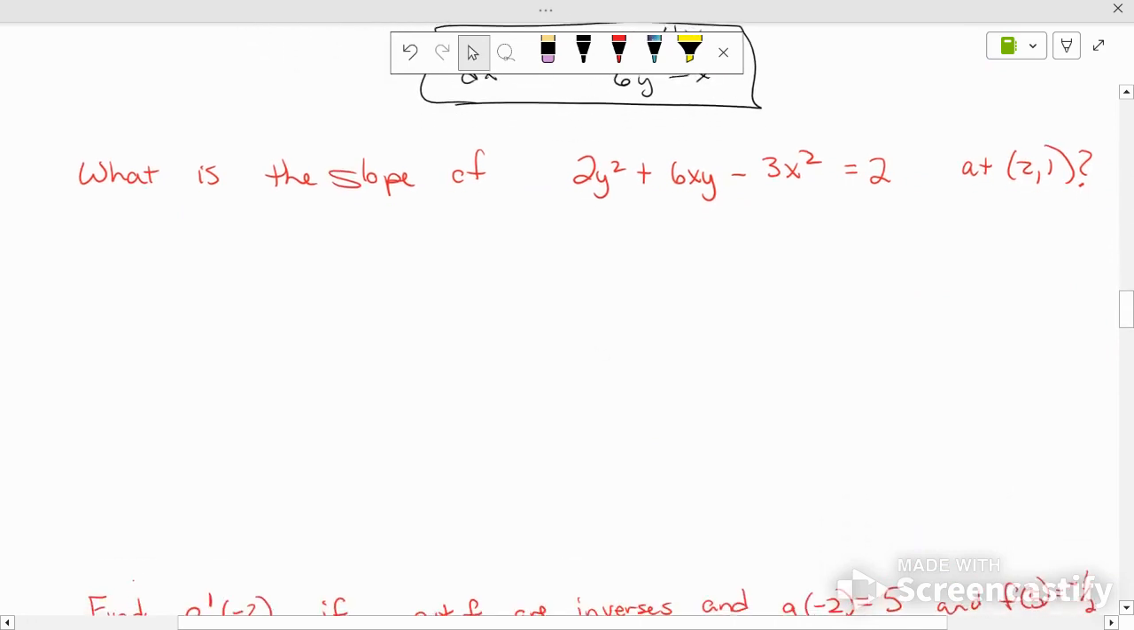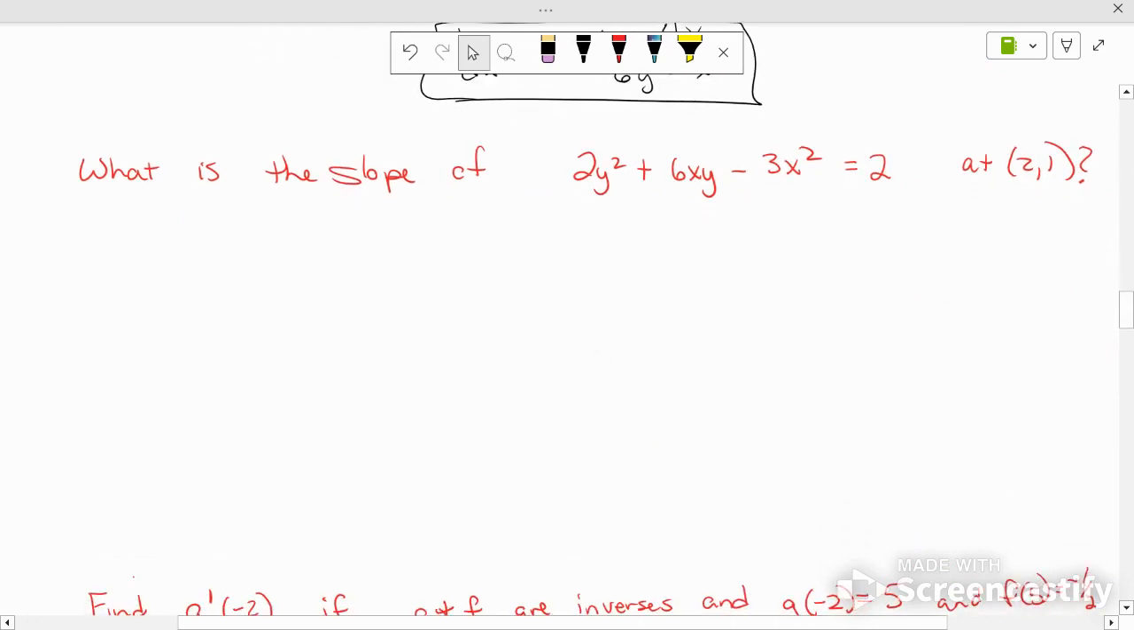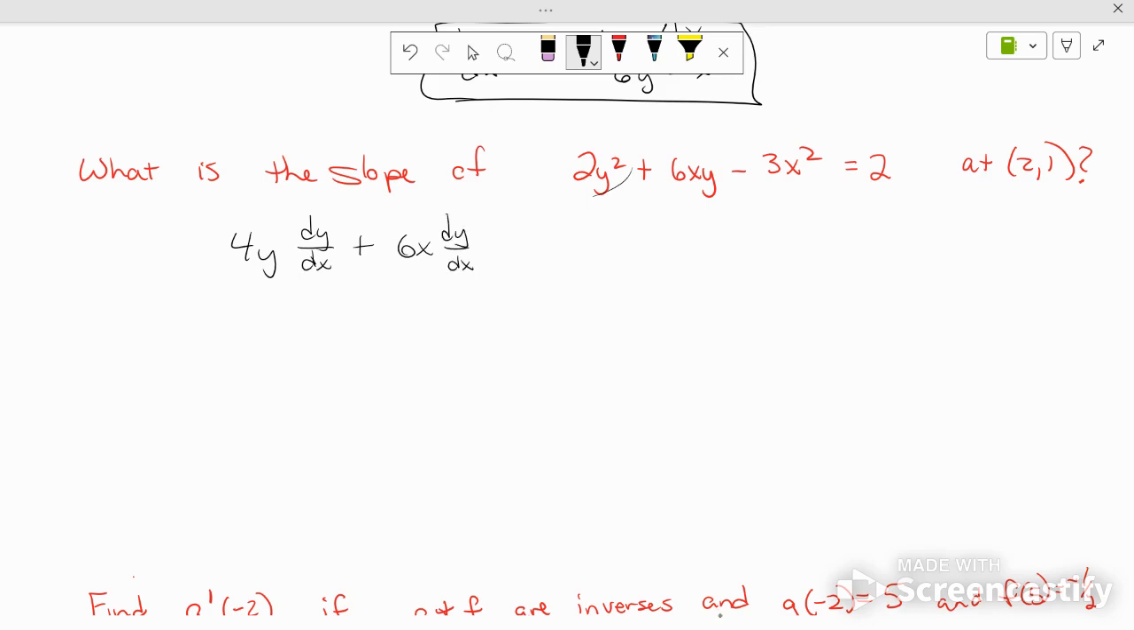What is the slope of that equation at that point? How do we start it? Implicit differentiation. So how do we take the first derivative of 2y squared? 4y dy dx plus 6x dy dx plus 6y minus 6x equals 0.